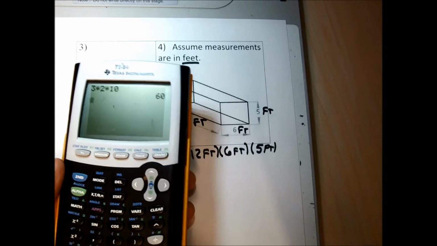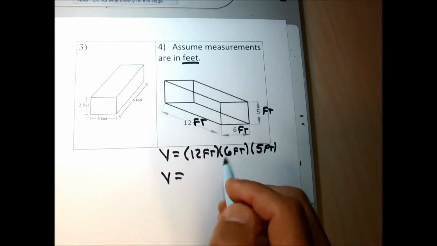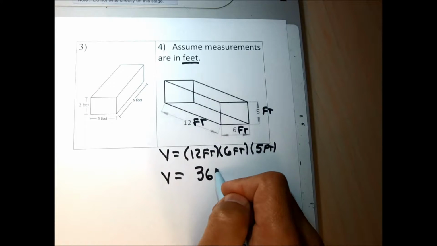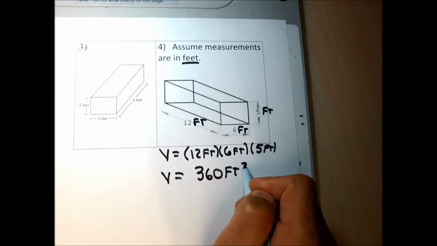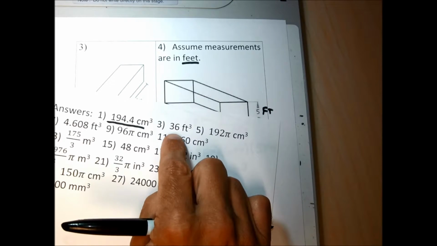Care to do that? 12 times 6 times 5. I get 360 cubic feet. For yours, you should have gotten 36 cubic feet.